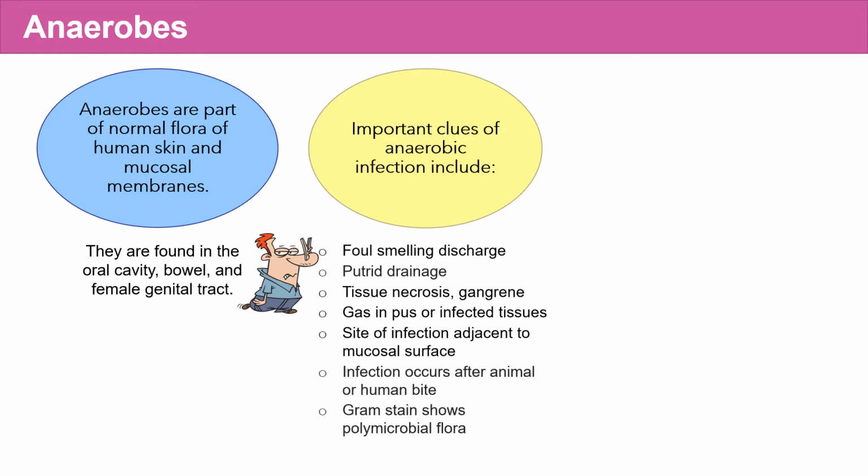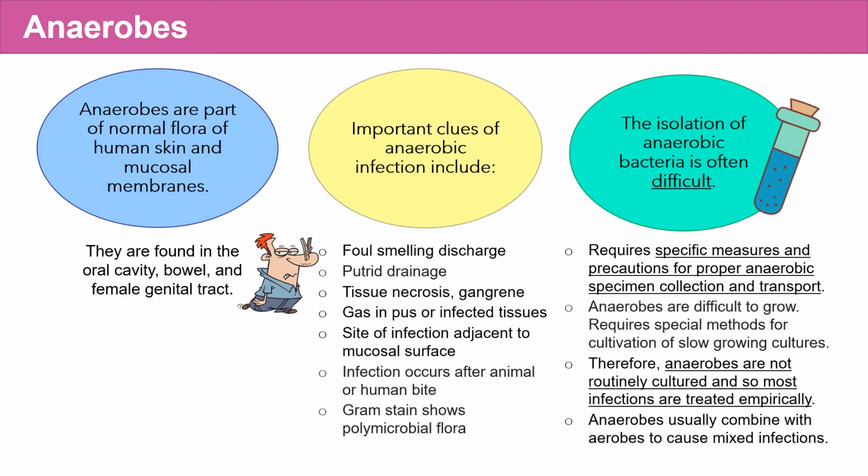Now, oftentimes the site of infection is adjacent to mucosal surfaces. And after animal or human bites, it may be suspected that this could be an anaerobic infection. Gram stain usually shows polymicrobial flora, which means that anaerobes are often combined with gram-positive and/or gram-negative bacteria. A third aspect of anaerobic bacteria is that isolation of anaerobes is often very difficult. It requires specific measures and precautions for properly collecting and transporting the anaerobic specimen.